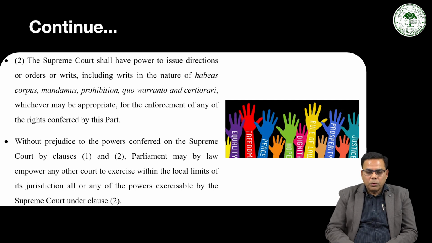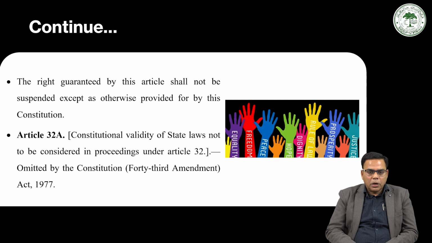The Supreme Court shall have power to issue directions or orders or writs, including writs in the nature of habeas corpus, mandamus, prohibition, quo warranto, and certiorari, whichever may be appropriate for the enforcement of any of the rights conferred by this part. Without prejudice to the powers conferred on the Supreme Court by clauses 1 and 2, Parliament may, by law, empower any other court to exercise within the local limits of its jurisdiction all or any of the powers exercisable by the Supreme Court under clause 2. The right granted by this article shall not be suspended except as otherwise provided for by this Constitution.